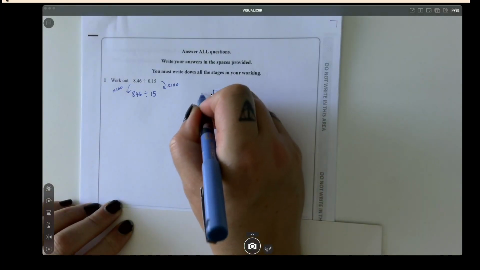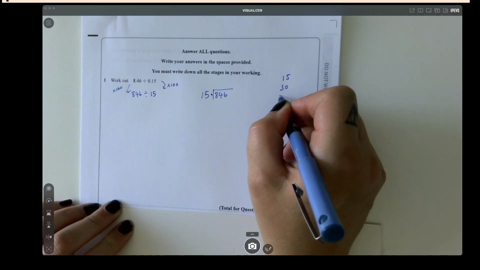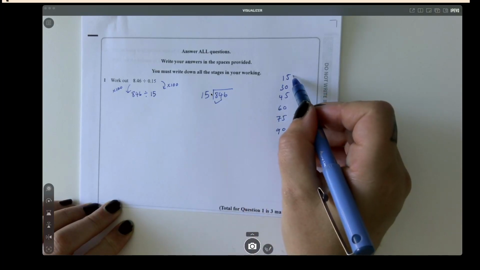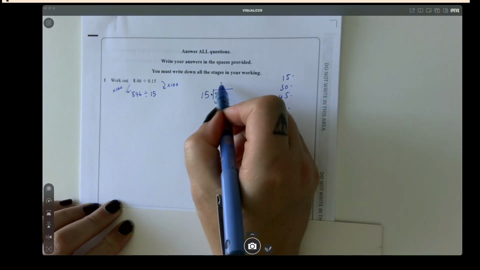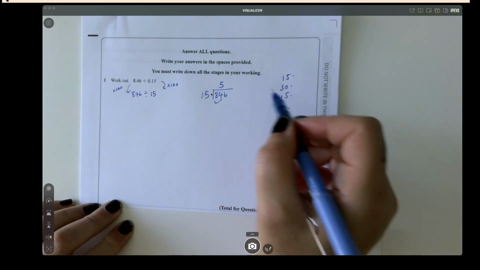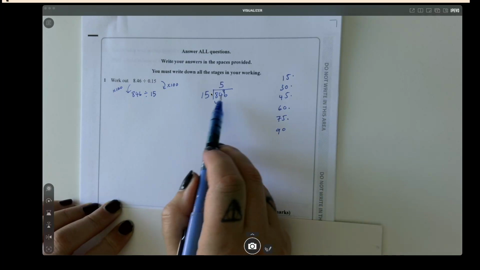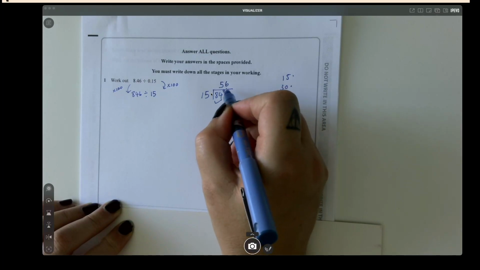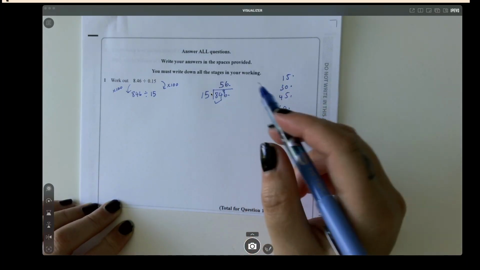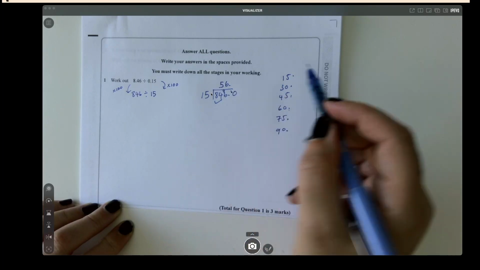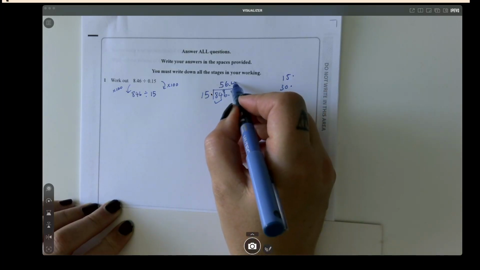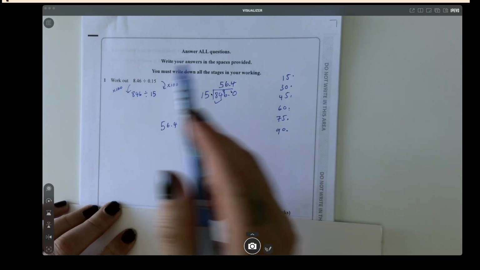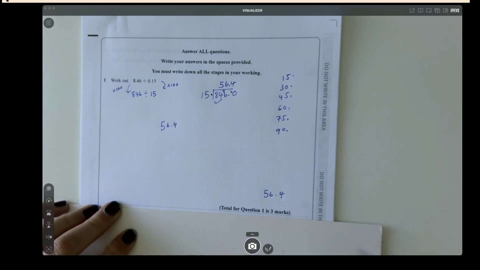So 846 divided by 15: 15, 30, 45, 60, 75, 90. So 15's into 84, 1, 2, 3, 4, 5. To get from 75 to 84 is a remainder of 9. 15's into 96, 1, 2, 3, 4, 5, 6, with a remainder to get from 90 to 96 of 6. And then 15's into 60, 1, 2, 3, 4. So it's 56.4. Because we're dividing and I multiplied both sides by the same thing, that is my answer. I don't need to reverse it.